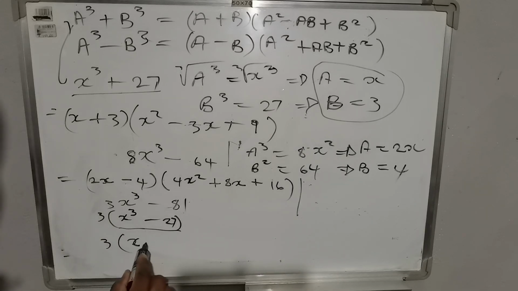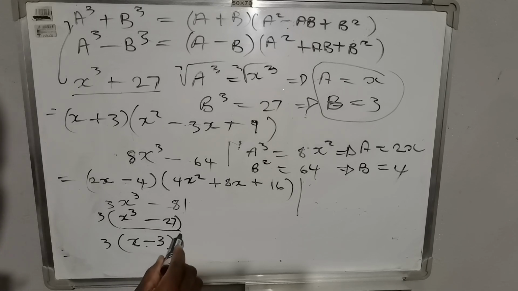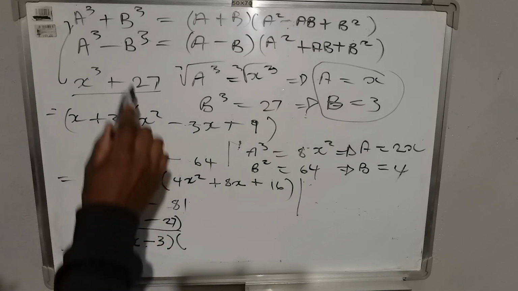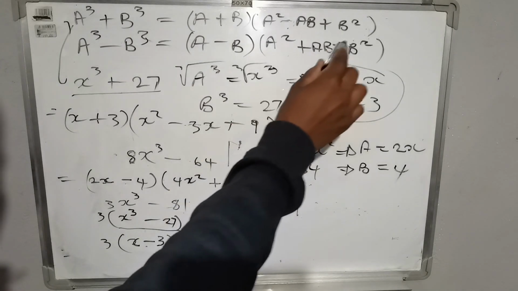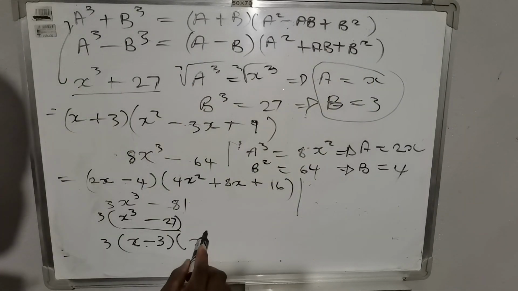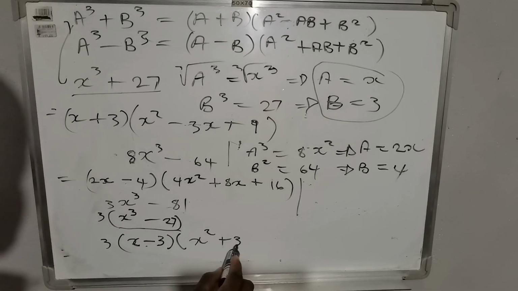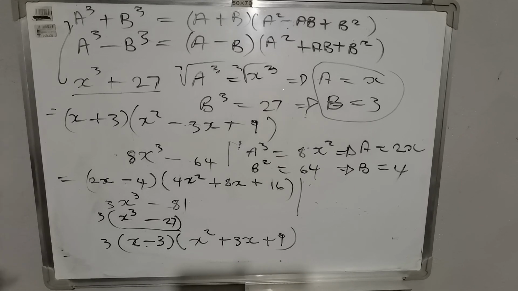We would say x minus 3, and because the substitutes are here, right, x minus 3, then plus plus. Okay, then this would be x squared plus 3x plus 9.